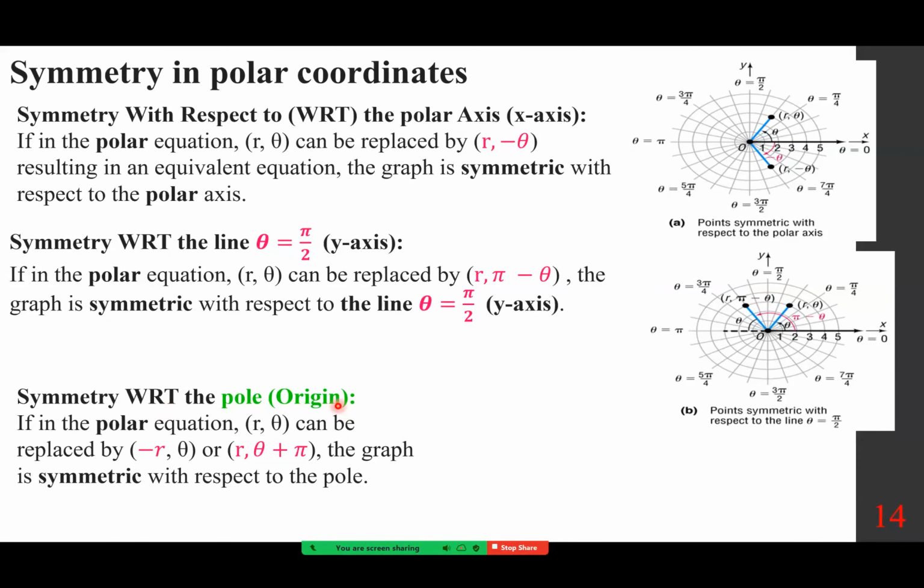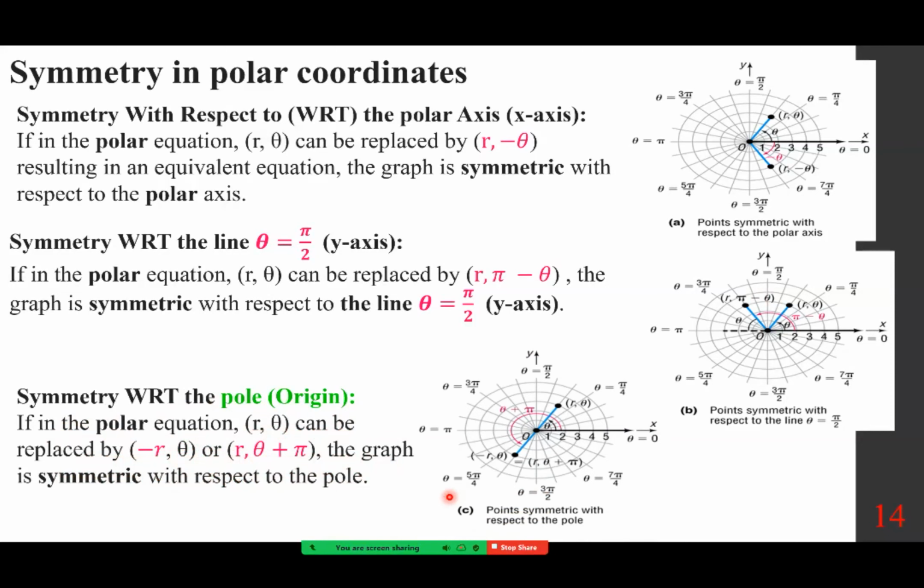Symmetry with respect to the pole or the origin. If in the polar equation r comma theta can be replaced by negative r comma theta, or r comma theta plus pi, the graph is symmetric with respect to the pole. So r comma theta, all we have to do is negate the r. So it becomes symmetric with respect to the origin or pole, if you will. Or we could say r comma theta plus pi, you have to check both of them.